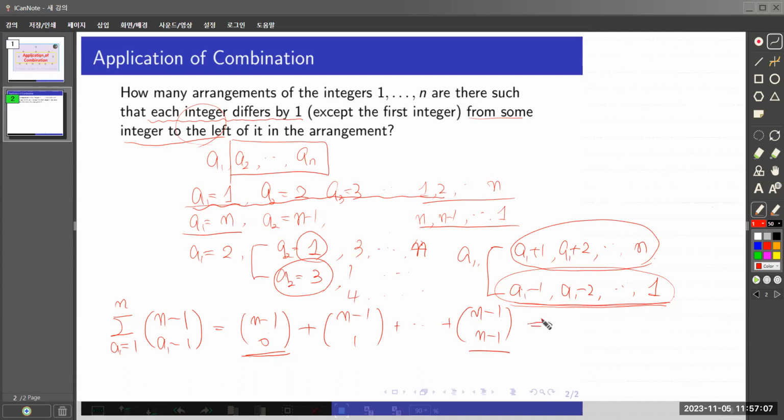But the summation of those things is actually the summation of the coefficients of the binomial expansion of 1 plus x to the n minus 1. So by plugging 1 into x, we get this sum, and this is equal to 2 to the n minus 1.